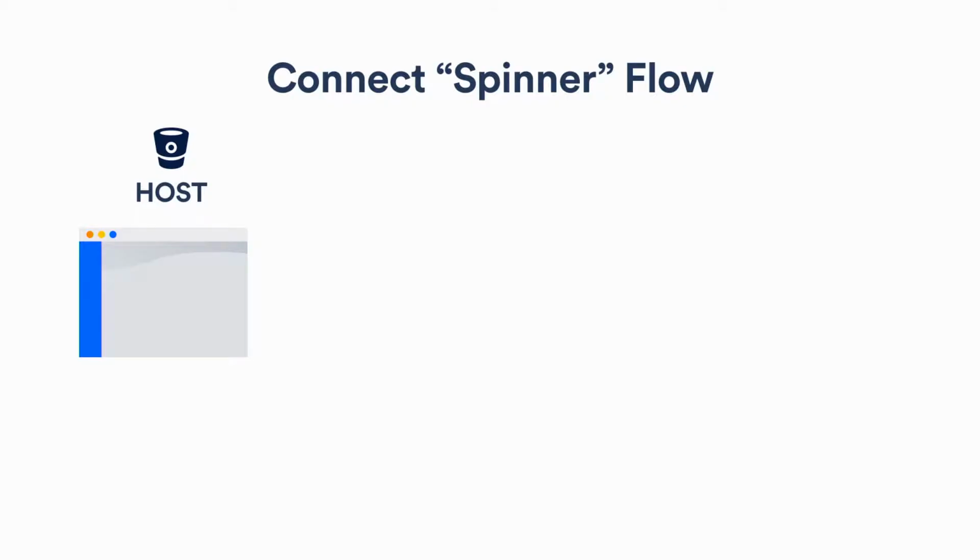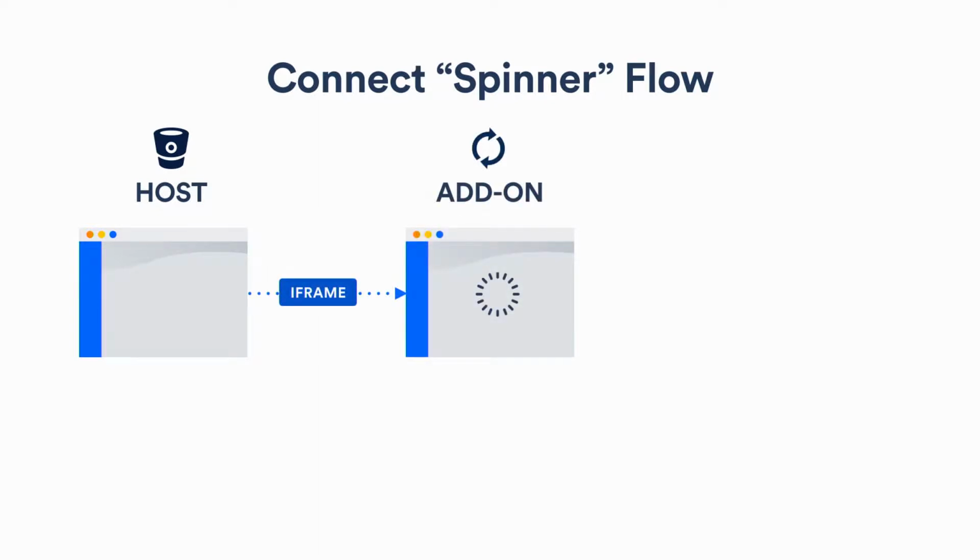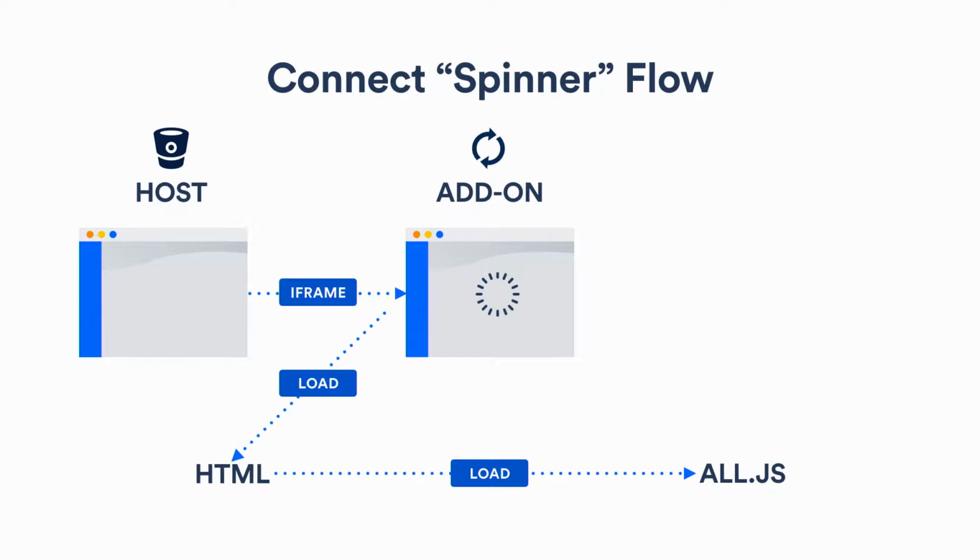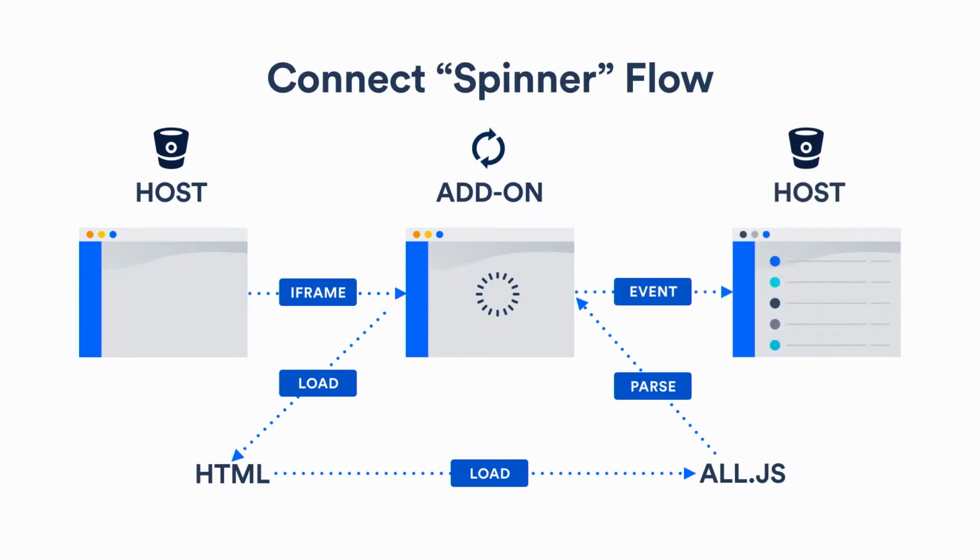To take a step back, let me briefly explain what is happening when this spinner is present. This spinner is present when the Connect add-on isn't loaded and authenticated. And so, firstly, the Connect iframe HTML needs to load. Then that HTML file needs to request the Connect client JavaScript library, all.js. When those two files are loaded and parsed by the browser, an event is sent back to the host product that, on receiving it, marks the add-on as trusted and shows it to the user.